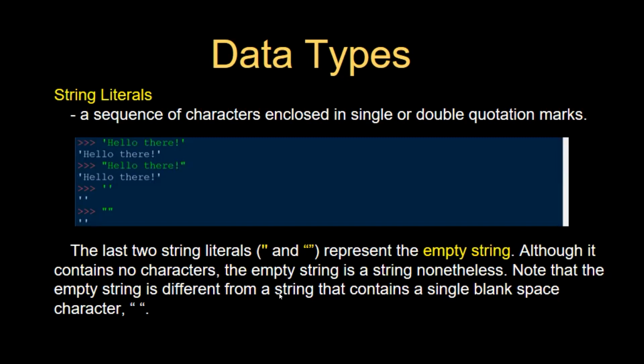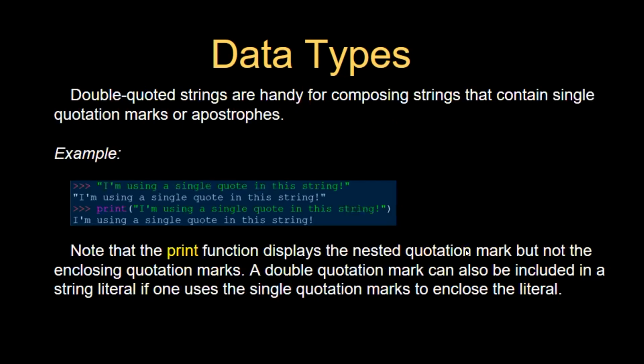So although it contains no characters, the empty string is a string nonetheless. So note that the empty string is different from a string that contains a single blank or blank space character. Yan, so the same lang siya. So next we have the double quoted strings. Okay, so the same lang, no? So these are handy for composing strings that contain single quotation marks or apostrophes. For example, we have here, I'm using a single quote in this string.